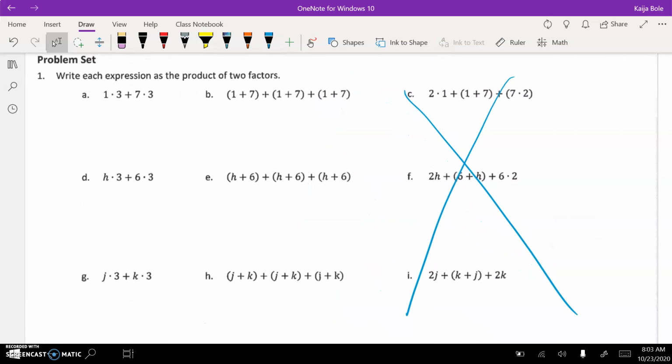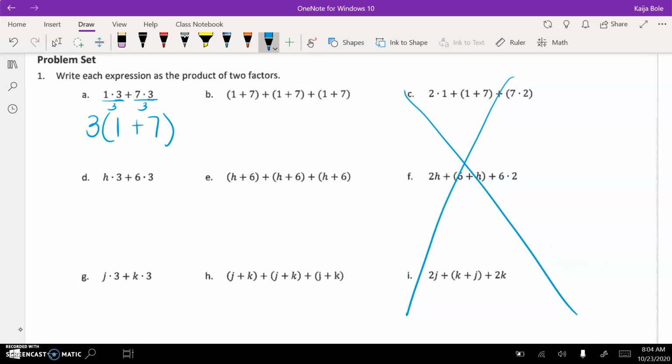In the first column here, what you're looking for is, what do they have in common? What can you pull out that they both have? Here they both have a 3. So 3 can go on the outside, and when we take that out, we're left with 1 plus 7. It's almost like imagining you're dividing both of these by 3, so you're pulling it out. Few ways you can think about it.